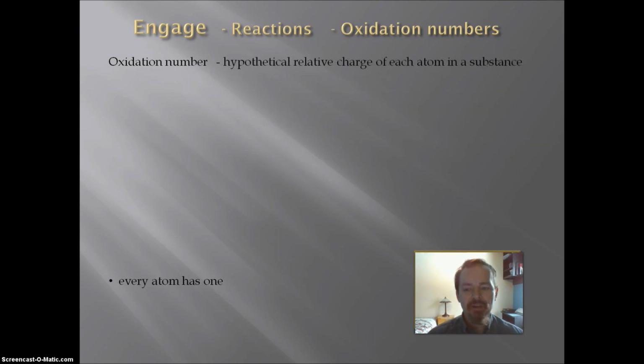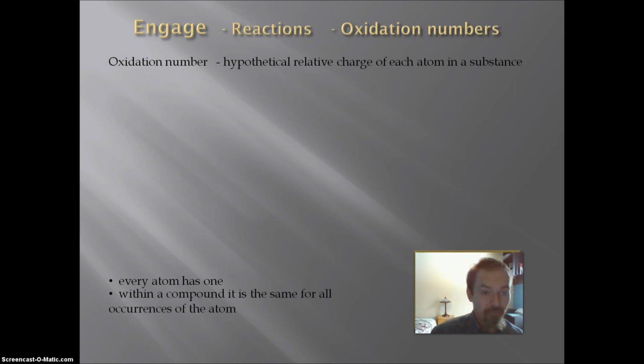Now the thing about oxidation numbers, every atom has an oxidation number. Doesn't matter where it is or what it's in, every atom has an oxidation number. And if we have a compound that has multiple versions of the atom, so there is more than one of a type of atom in there, the oxidation number for that atom has to be the same within the compound.